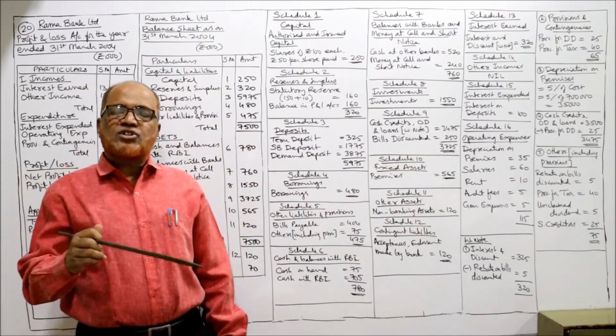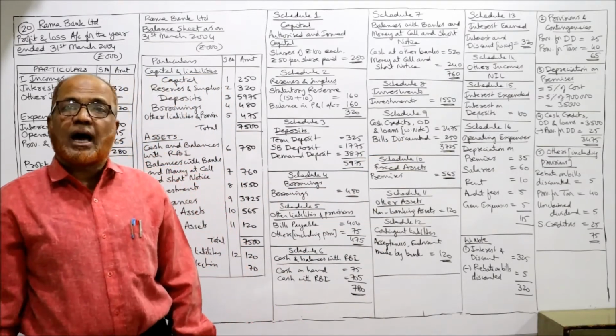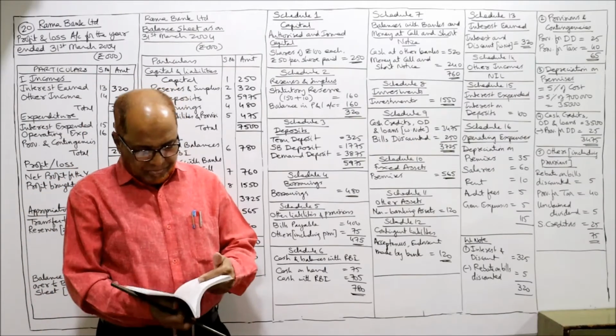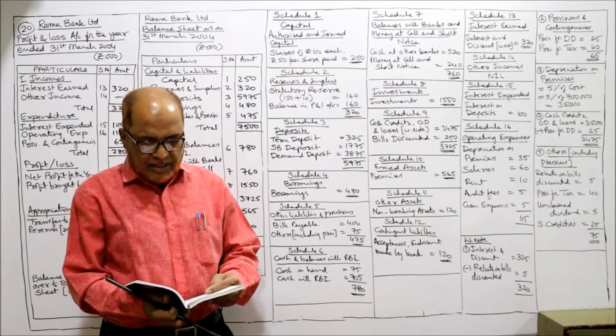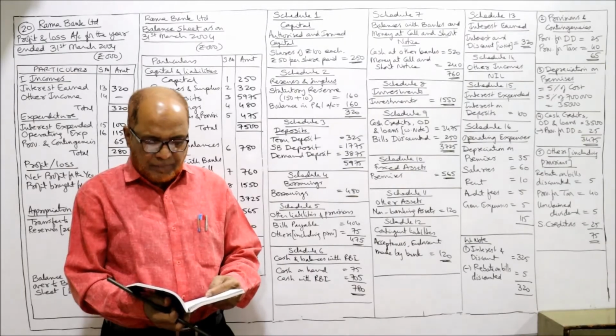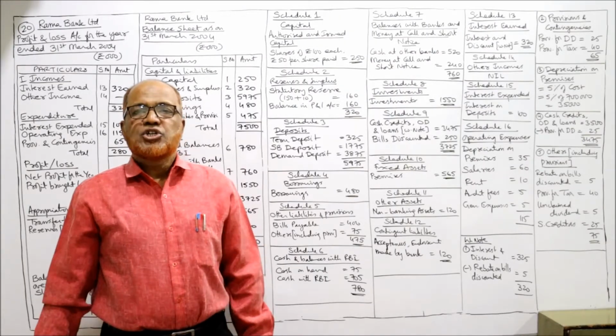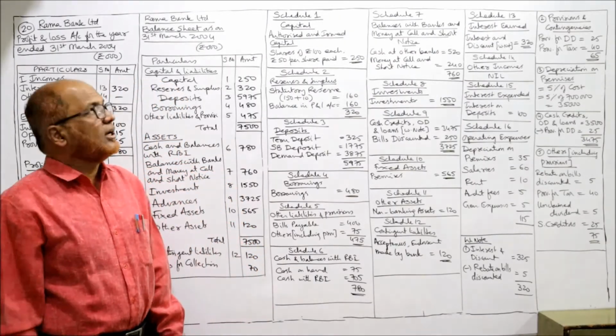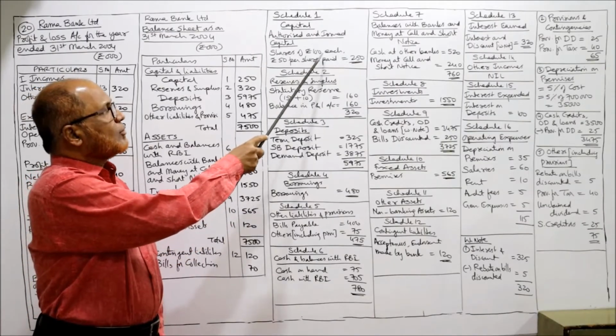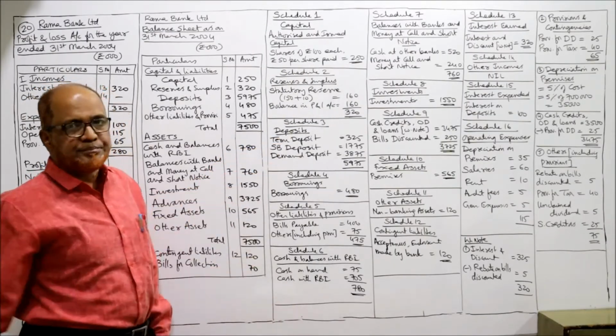So in the respective schedules we are going to write down the amounts one by one. Next comes share capital, authorized and issued 5,000 shares of 100 each, 50 per share paid up, 250. Share capital will be taken in the first schedule, capital. Shares of rupees 100 each, rupees 50 paid up, 250.